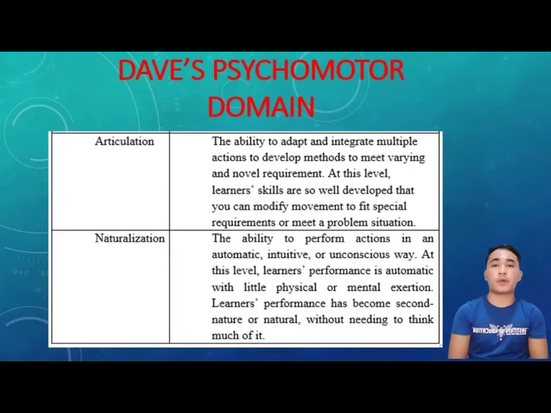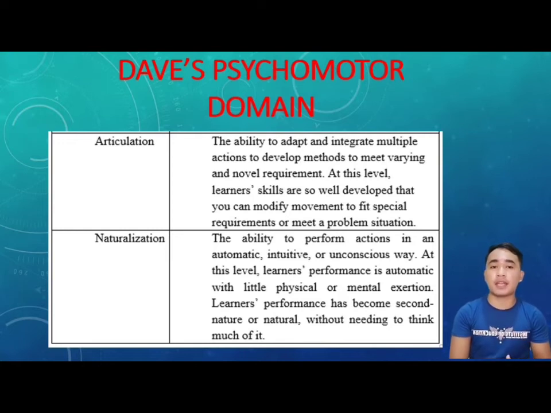Good afternoon, everyone. So, in continuation of the Dave's psychomotor domain, that parts of the performance assessment tools, the fourth domain is what we call the articulation. When we say articulation, it is the ability to adapt and integrate multiple actions to develop methods to meet varying and novel requirements. So, at this level, a learner's skills are so well developed that you can modify movement to fit special requirements or meet a problem situation.